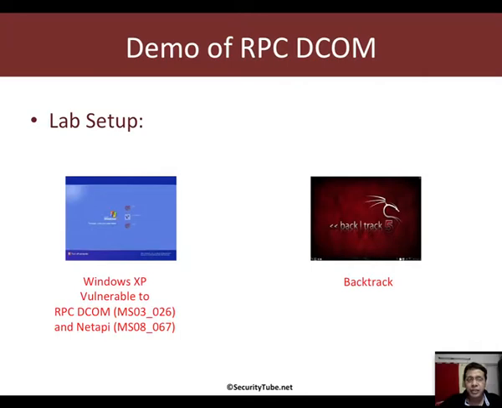Now for this video, the lab setup we require is a Windows XP machine vulnerable to the MS03-026 and the MS08-067 vulnerability, and we will actually use Backtrack as the attacker machine. In case you do not have this, you could try and access the online labs to use this vulnerable machine.